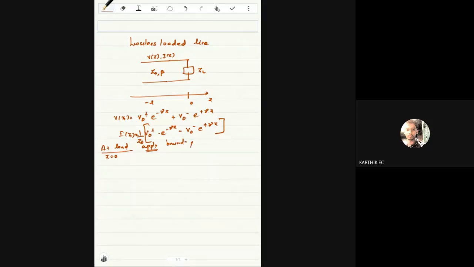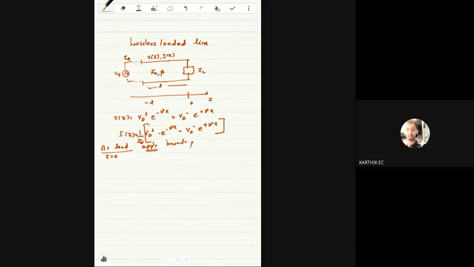I've taken it such that the transmission line is placed on the z axis and the load is placed exactly at the origin, and I have a transmission line of length L. So what about the source? The source will have some value and impedance will be there. The source impedance is this. This is all there, but I'm going to consider it from the load point of view.